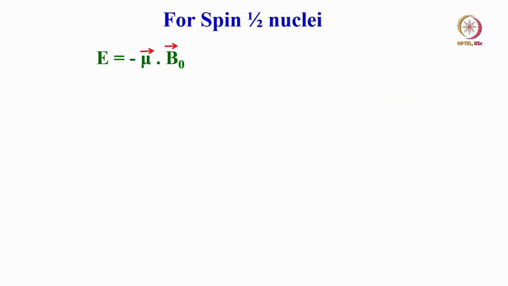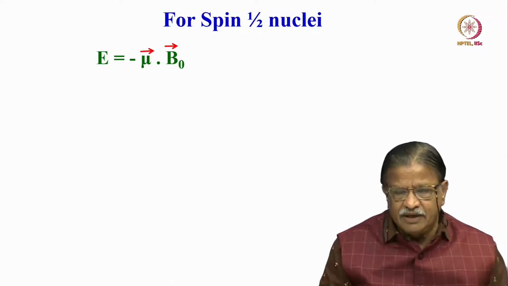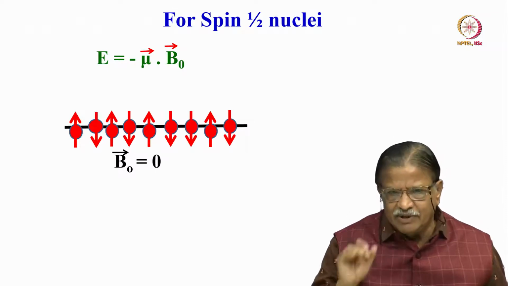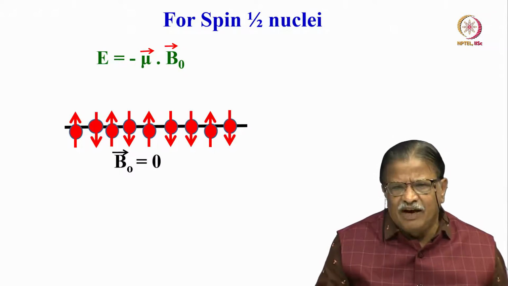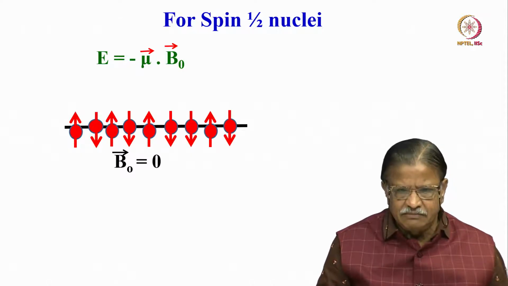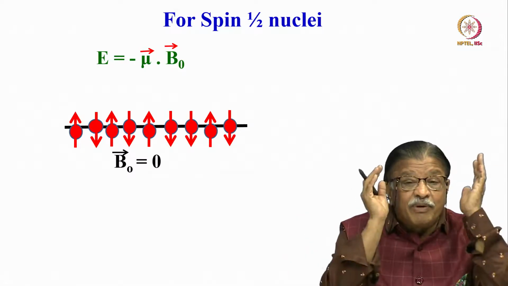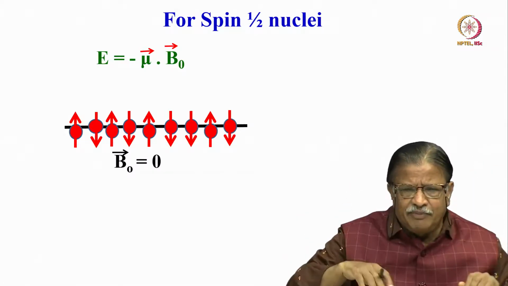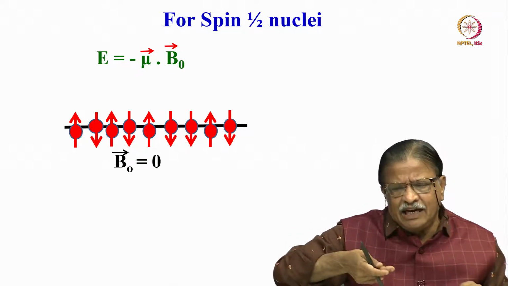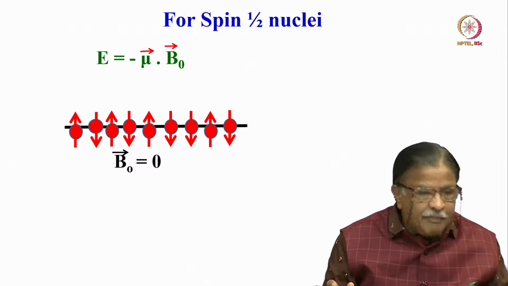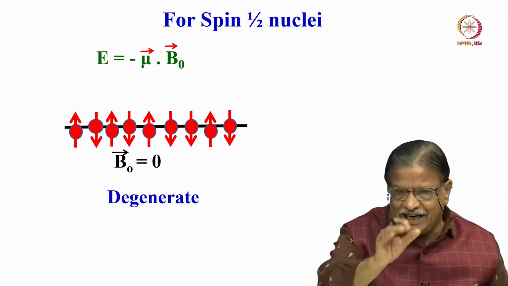Now for spin half nuclei, the interaction energy is given by E equal to minus mu dot B naught. Both are vectors, so it is a dot product, and there is a negative sign for that. We will come to that later. Now we can see for spin half nuclei, in the absence of the magnetic field, all the spins are randomly oriented. There is no preferred alignment. You can see spins aligned both in the direction of the field and opposite to the field. There is no separation of the energy levels. These are called degenerate states.